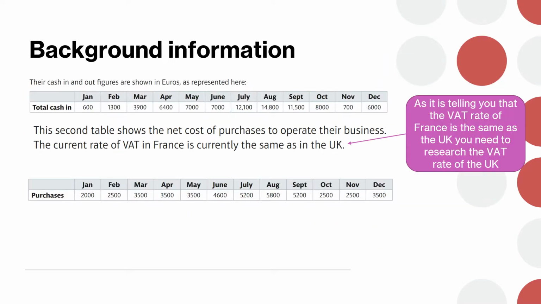Now, some other background information that they've given here is their cash in figures and their cash out figures. Now, it says here that the current rate of VAT in France is currently the same as in the UK. Now, if they give something like this to you in the exam and they haven't given you the figure, as right now it's telling you that the VAT rate of France is the same as the UK, then if they haven't given you the UK's VAT figure, that is something that you need to know and research about what the current VAT figure or rate is in the UK.